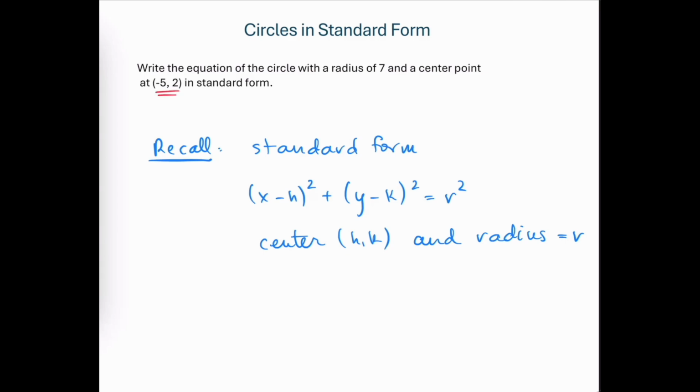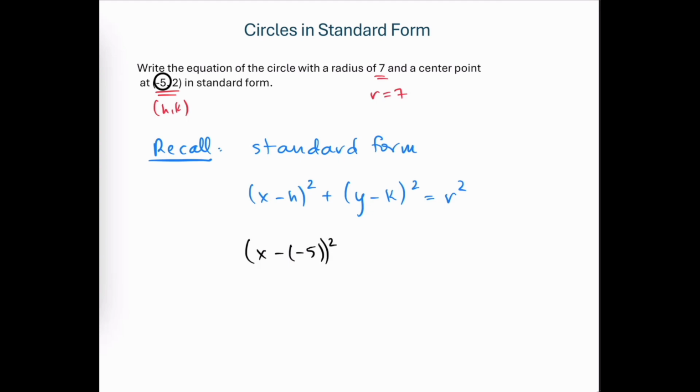Since we're given the center point and we're given the radius, all we really need to do is to plug (-5, 2) in for (h, k) and to plug 7 in for r in this equation. So we'll have (x - (-5))², plus (y - 2)², since the y-coordinate of the center is 2, so we'll plug 2 in for k, and then square that quantity. The radius is equal to 7, so we'll plug 7 in for the r value and square that quantity.